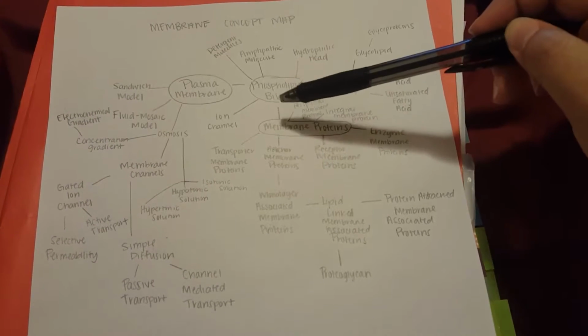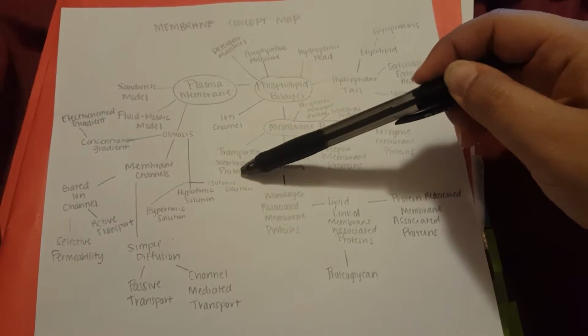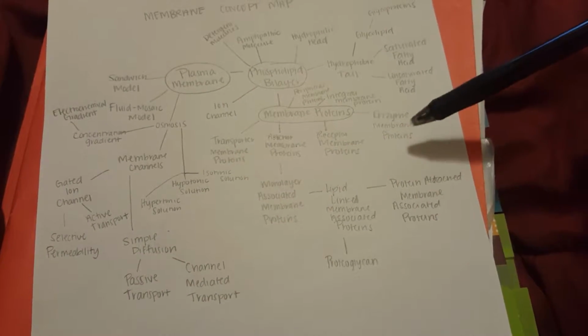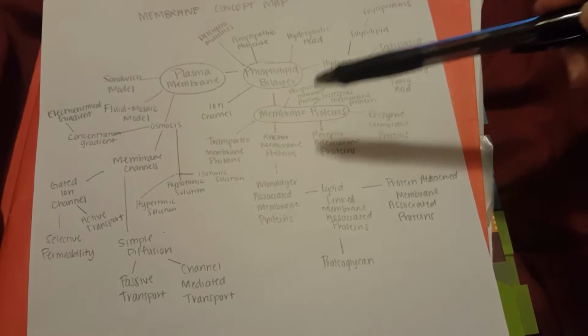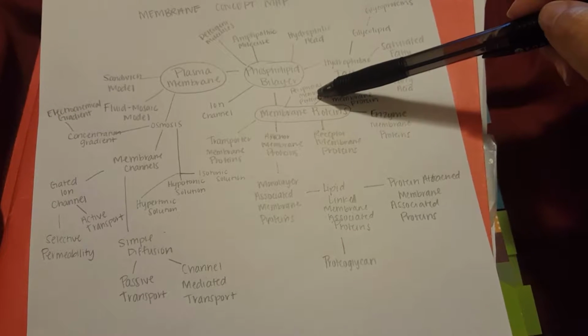From the phospholipid bilayer, we get membrane proteins. And from the membrane proteins, we get transporter membrane proteins, anchor membrane proteins, receptor membrane proteins, and enzyme membrane proteins. We also have integral membrane proteins and peripheral membrane proteins.